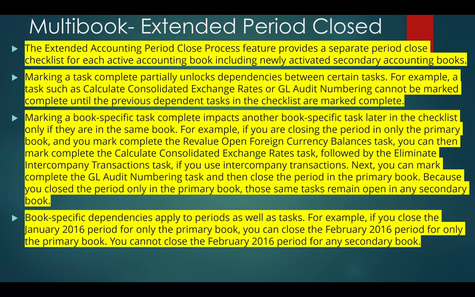Now, for example, if you are closing January 2016 for the primary book, you can close the average rates as well in the primary currency, but it is not the case that because you have closed the January book in primary, you then go to February in the secondary book.